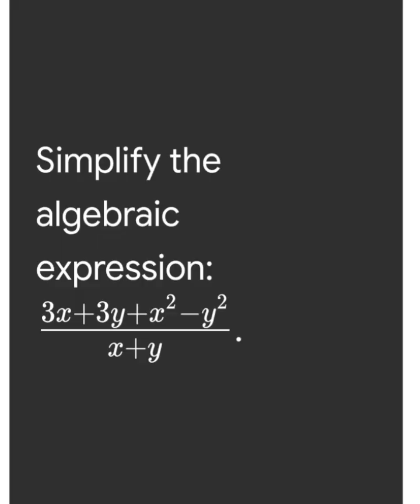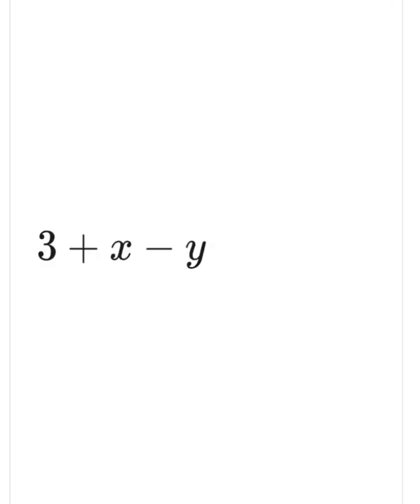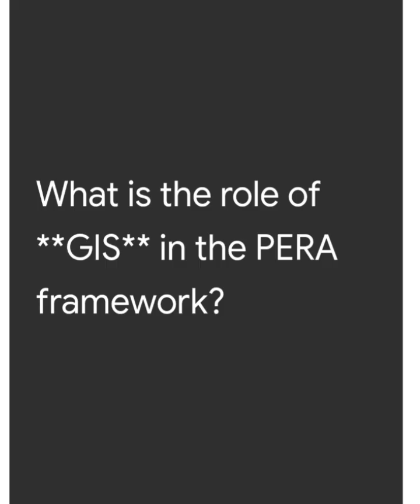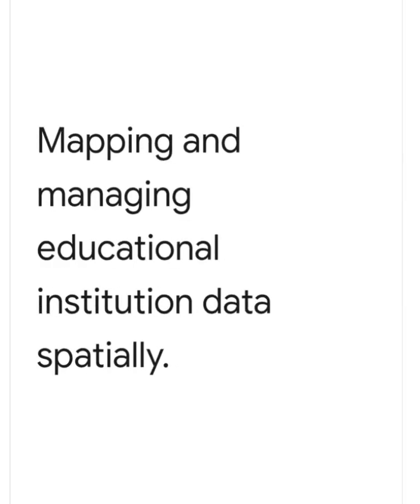Next question. Simplify the algebraic expression 3x plus 3y plus x² plus y², and tell x plus y. So its answer is 3 plus x minus y. Next question. What is the role of GIS in the PERA framework? Its answer is mapping and managing educational institution data, especially.